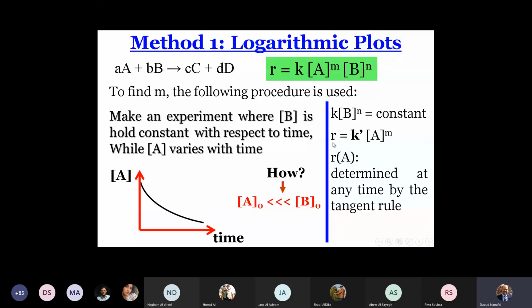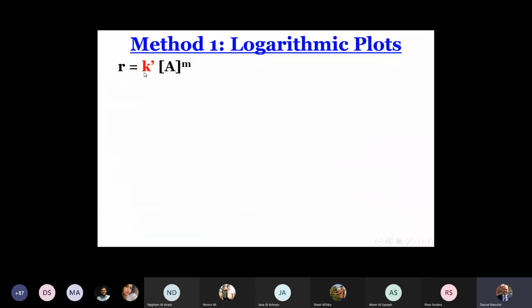So you obtain a table of three columns. The first column is the time t. The second column is the concentration of A as a function of the time. And the third column is the rate of the reaction as a function of time. So r = k'[A]^m. To remember, we have the concentration of A at different times and the rate of the reaction at different times.